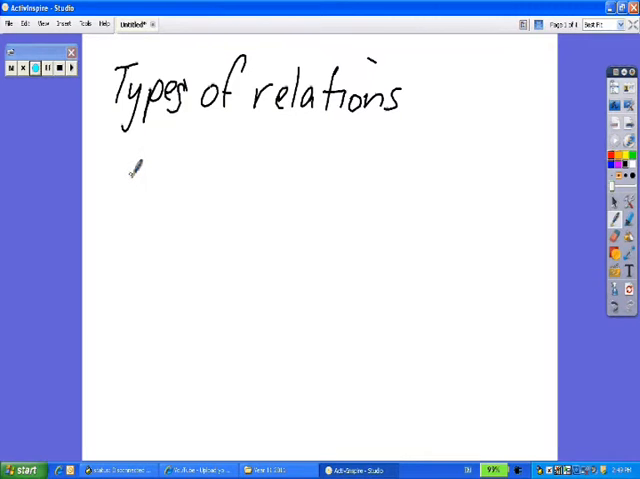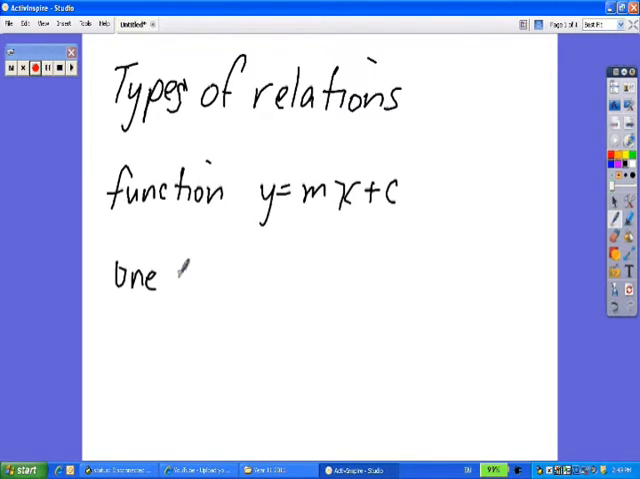Now, the simplest type of function that we've been talking about is a line. So that's y equals mx plus c. That's a function. There are other kinds of relations. So let's go ahead and start with the one to one.